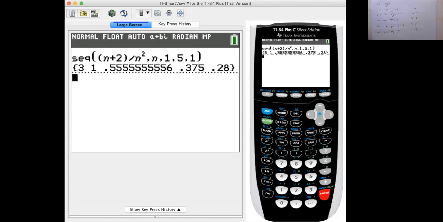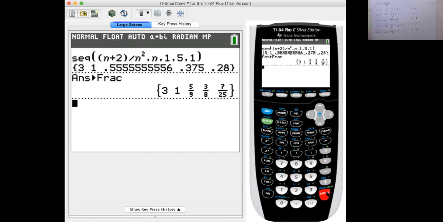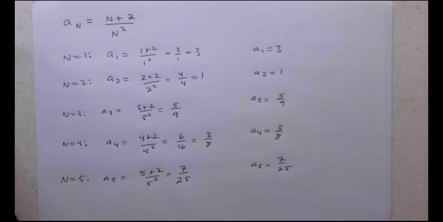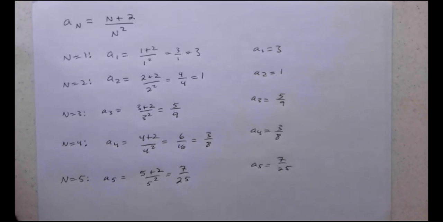If you were so inclined, we'll go ahead and change those two fractions to see if they match and see what we have. 3, 1, 5/9, 3/8, 7/25. So that looks good. Now, what else do we need to do?